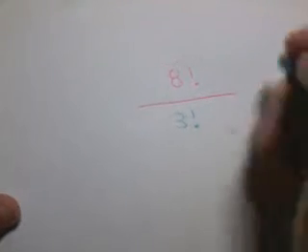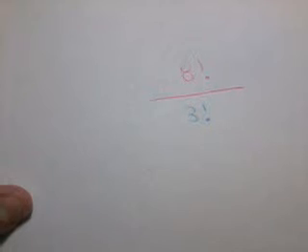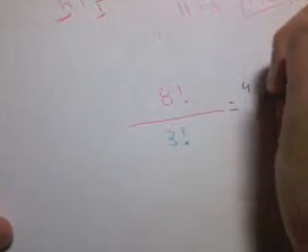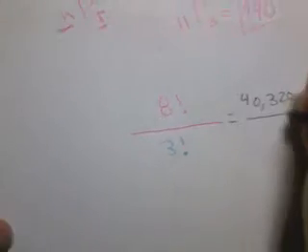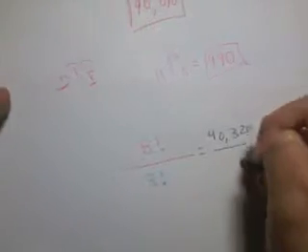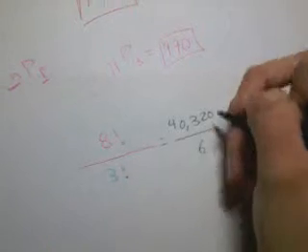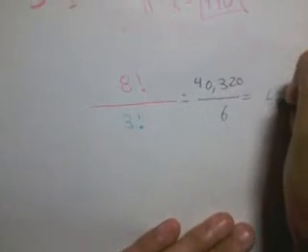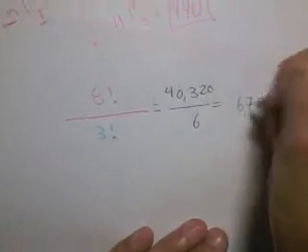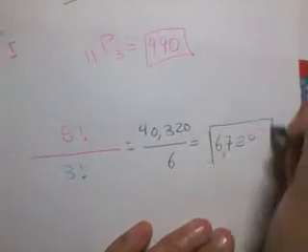And now all we have to do is plug this into the calculator, and 8! is 40,320 over 3!, which is 6. So once we solve, we divide, and the total number is 6,720. And that's our answer for part E.